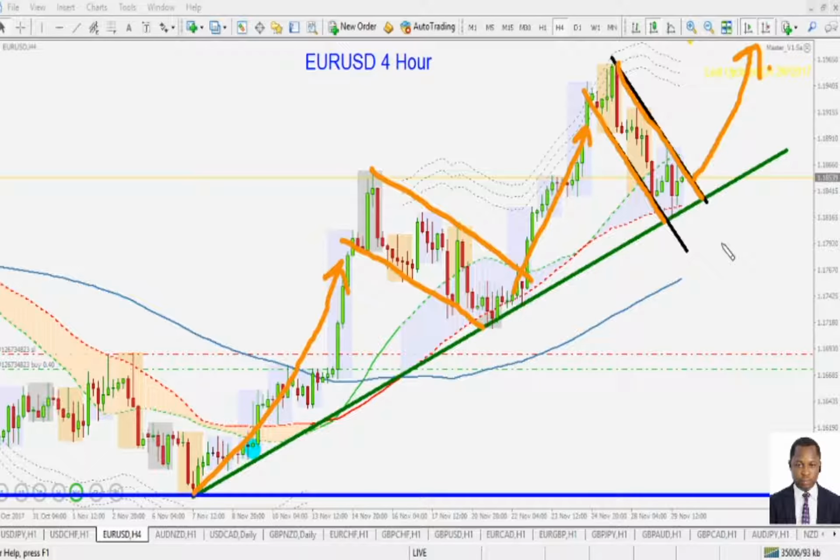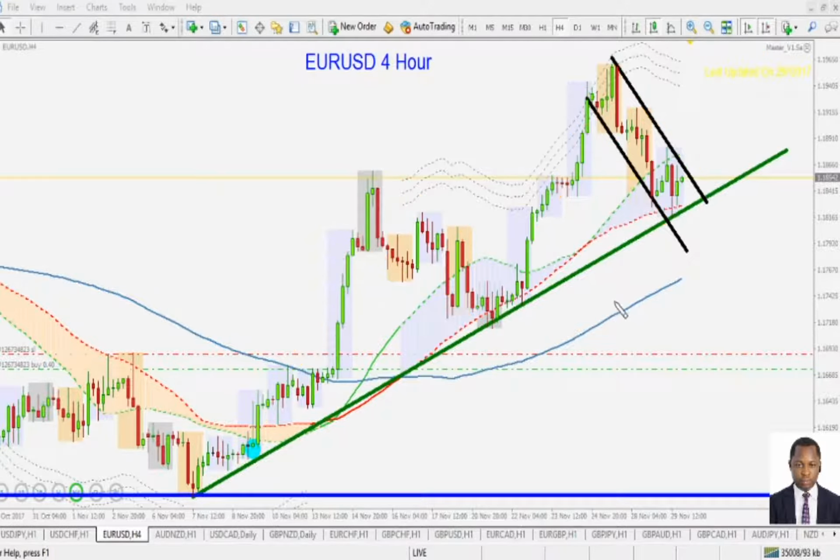So the euro against the American dollar, even though the trend line is not within the dynamic area of resistance, the bounces seem to be harmonic, and almost around the previous swing high area right here. That's where price is trying to bounce to the upside.